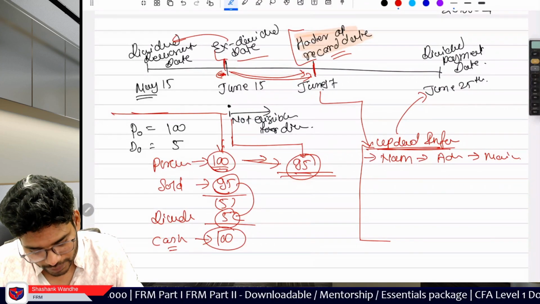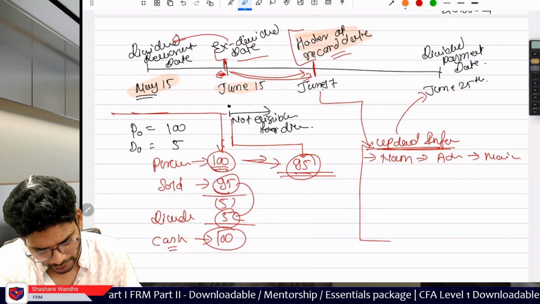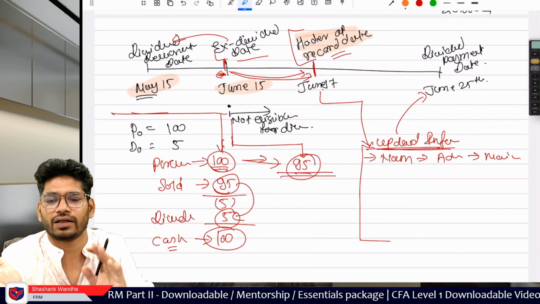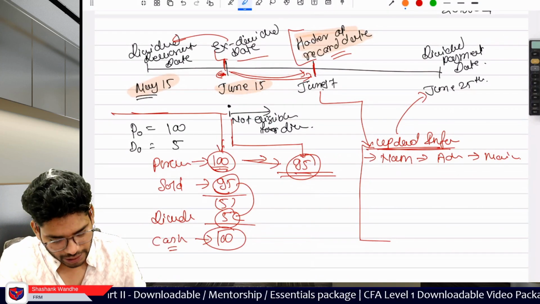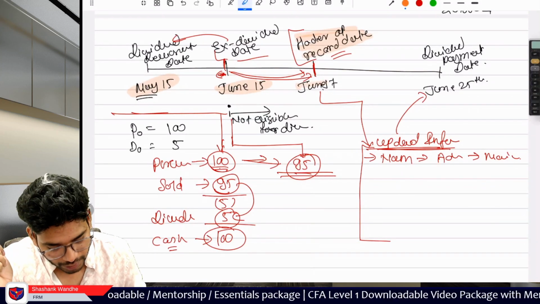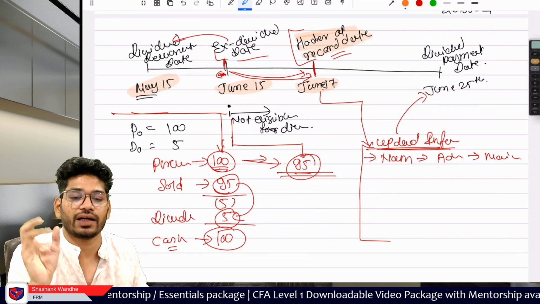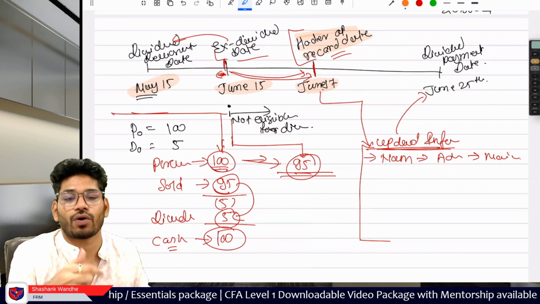Simple. And that's why you will see 15th May is the dividend declaration date. There is a good gap between the dividend declaration date and the ex-dividend date. June 15th is the ex-dividend date. The company takes time, approximately 2 days. T+2 transaction is there, so approximately 2 days to update the record.